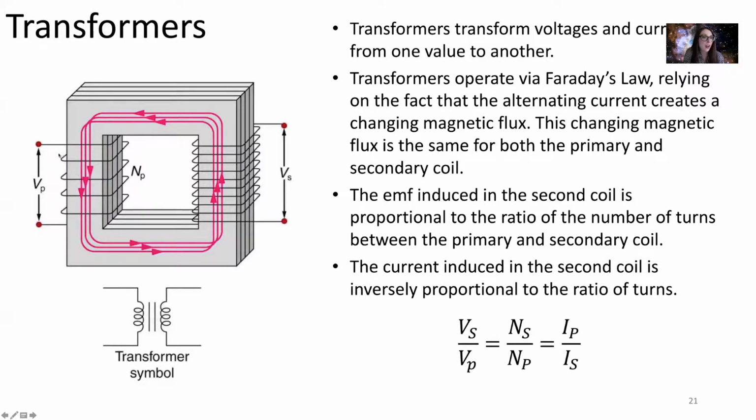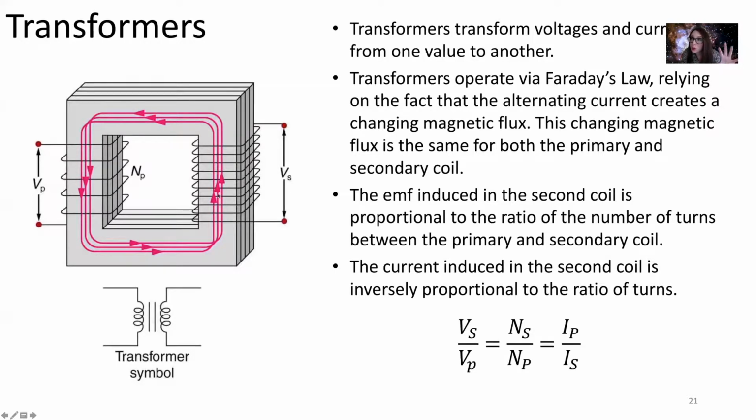We've got a metal core here. This is what we call the primary coil. Maybe we have voltage current coming in from a power plant. And we take that electricity, send it through the wire here that's wrapped around this end of my transformer. And the changing magnetic flux that you have on this coil is going to be the same as the changing magnetic flux on this coil.